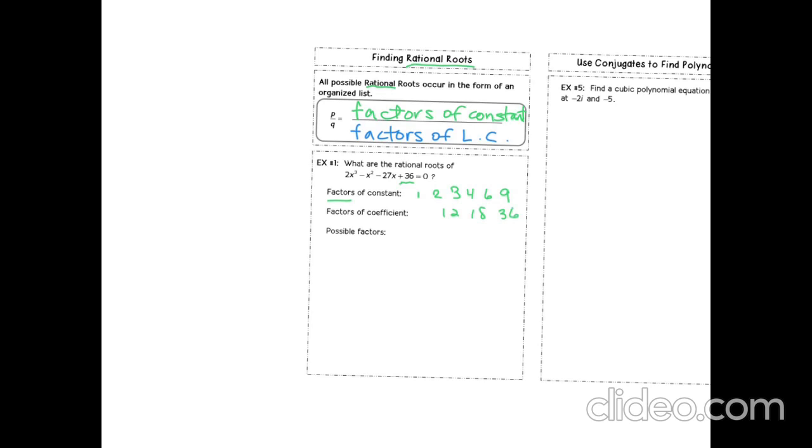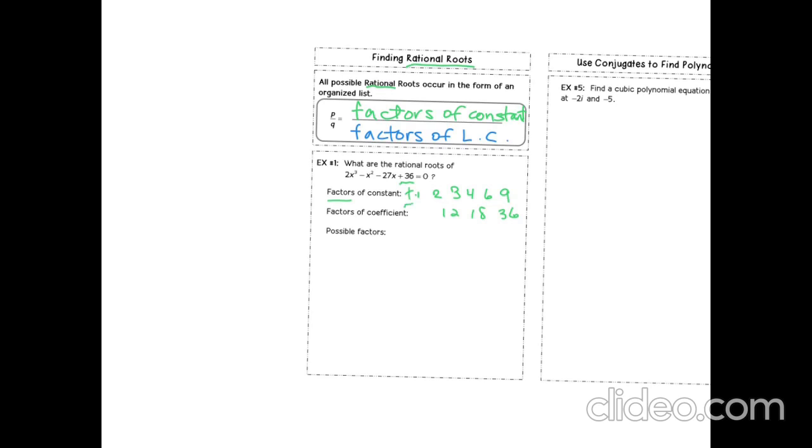So let's just double check ourselves. 1 times 36 is 36. 2 times 18. 3 times 12. 4 times 9, and 6 times 6. Okay, there's all my list. The big thing here is I have to remember that these would all be considered pluses or minuses.